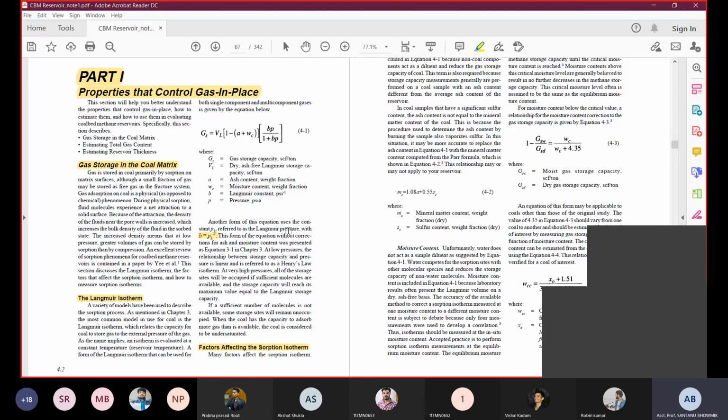Now there are some different factors which are going to affect the sorption isotherm. I think the time has come, so let us stop here.